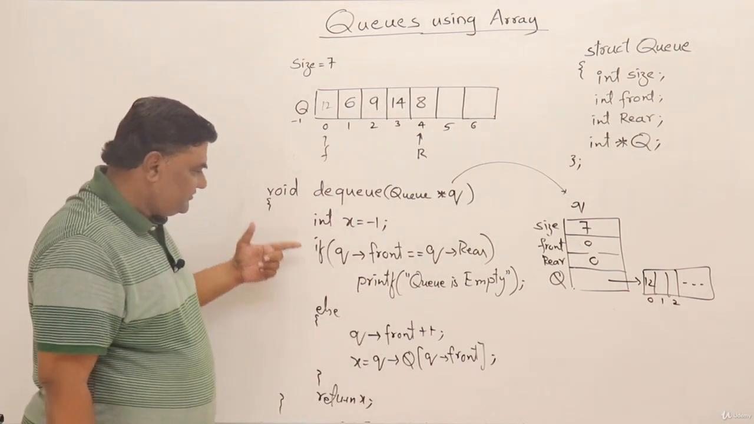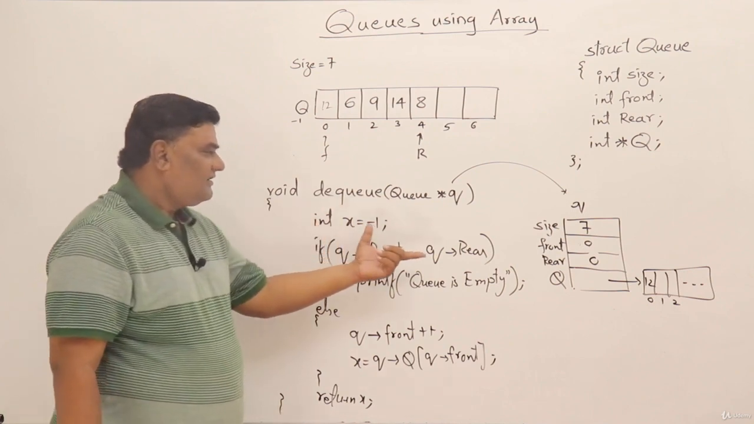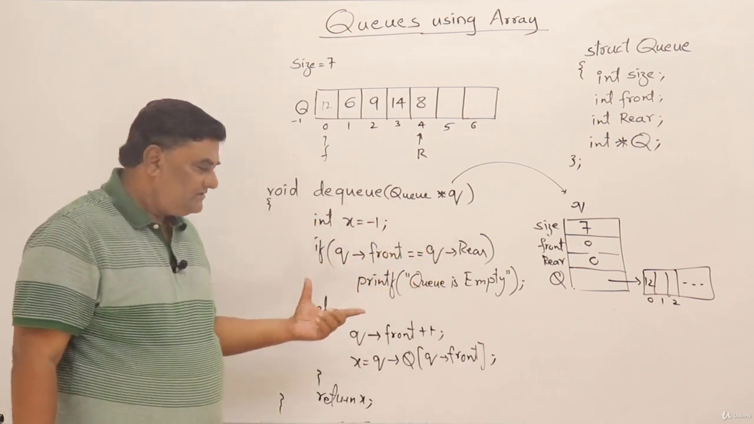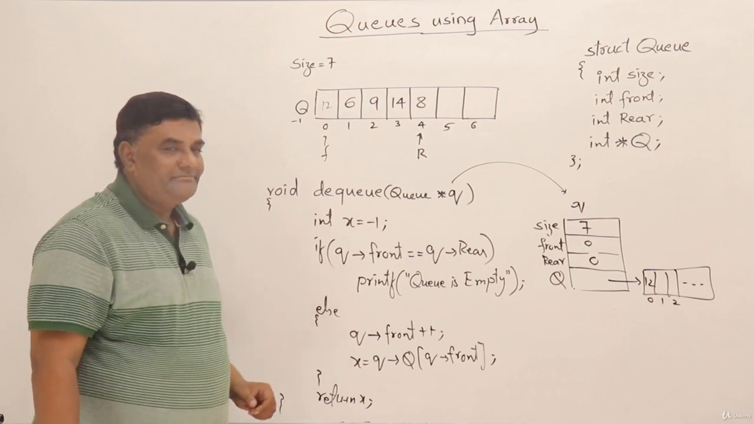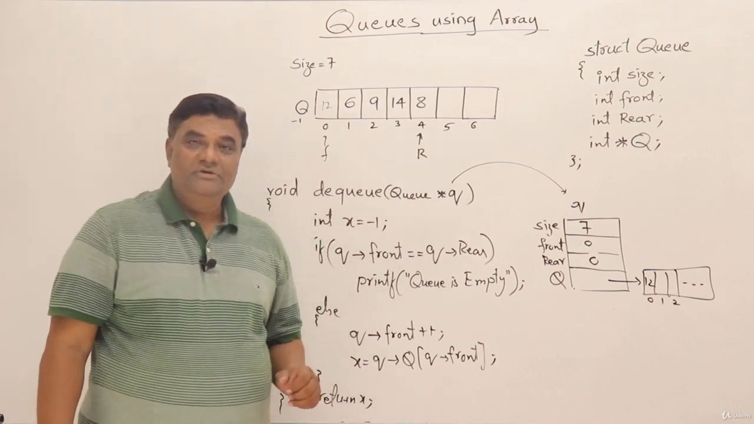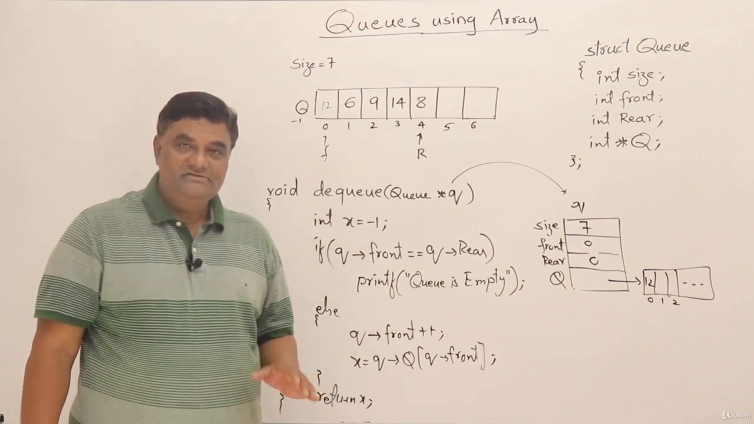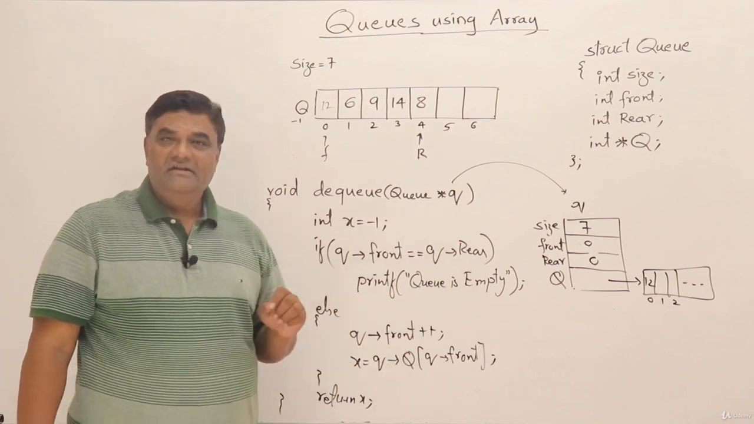And if you look at the function, the steps are very simple. The condition is checked and the printing is done. Otherwise, just 2 simple steps. So the time taken by dequeue is constant. From the code also you can see that it is constant.